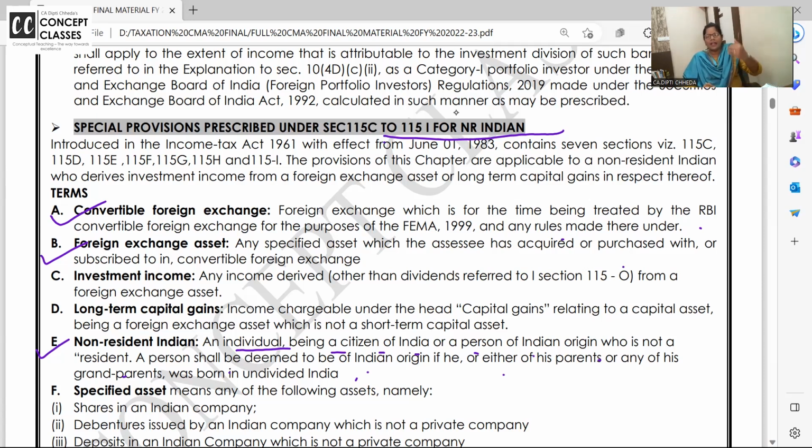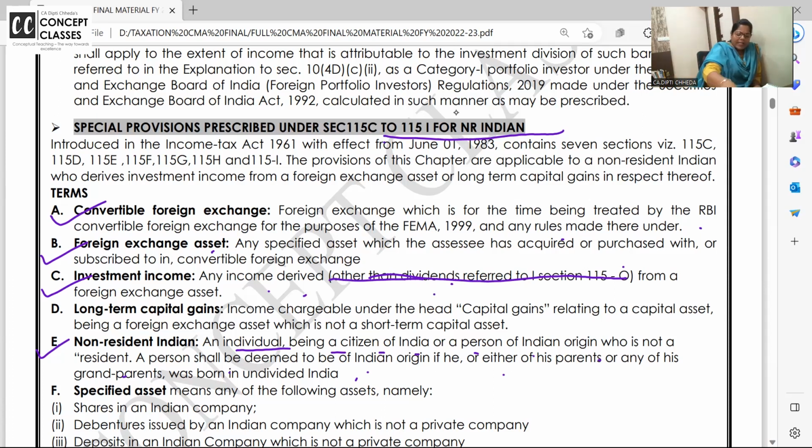And when the NRI is investing into foreign exchange asset in convertible foreign exchange, he will get two types of income. Like how we invest in shares, we can get dividend also, capital gain also. So first he is getting investment income. Now this income which is derived, other than the no, this one is not there, just cancel. 115, that is not there at all, this line was left to be deleted by mistake.